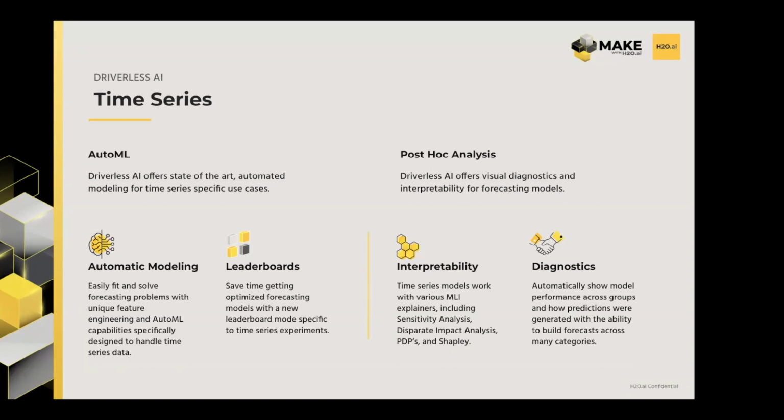And also, where do we perform really poorly? So where do we do badly and why? Is it okay that we did badly? Is there something we can do to fix it? How do we handle those anomalies? So this is all automatically offered in Driverless AI.